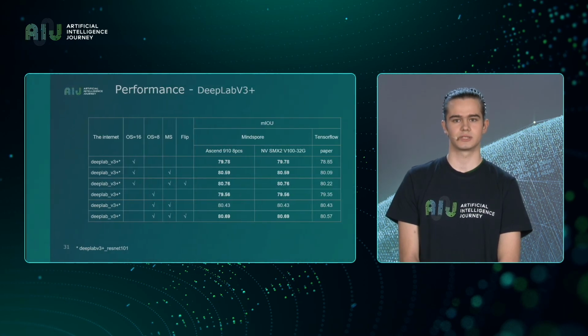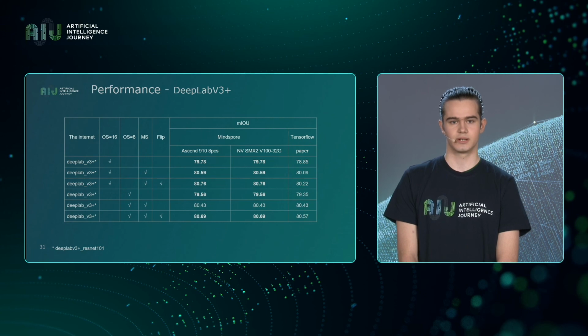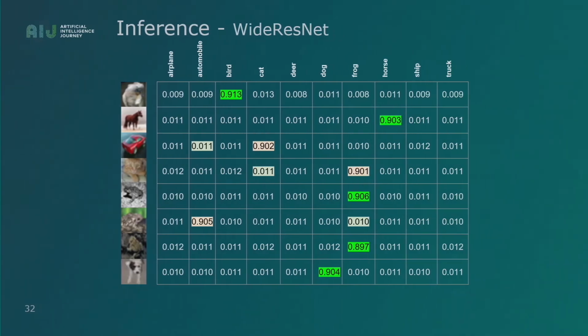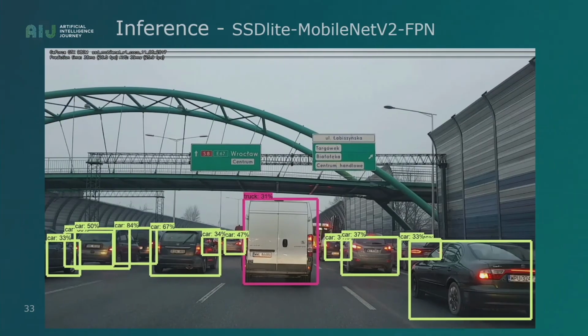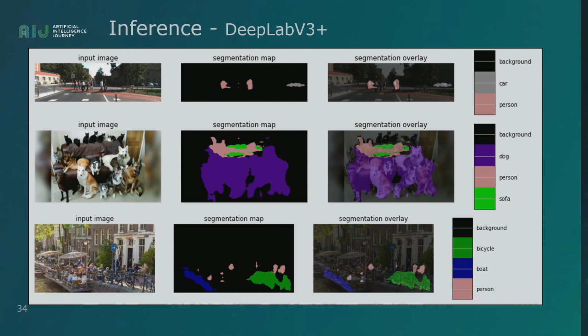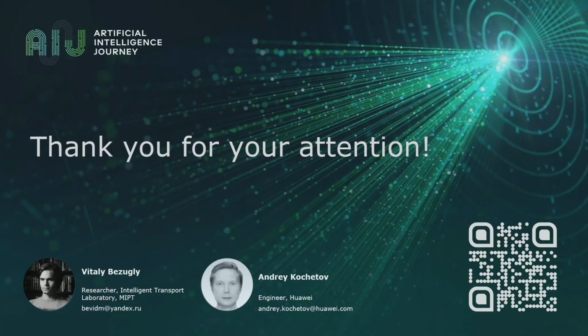And next, we have DeepLab V3 Plus. The previous one was detection, and this is segmentation of models in real-time mode, and both Ascend and GPU on Mindspore show non-inferior results. They're even better than training on TensorFlow. Here we have an example of what it does. This is SSD Lite that detects objects in real-time mode. And here is an example of DeepLab V3+.